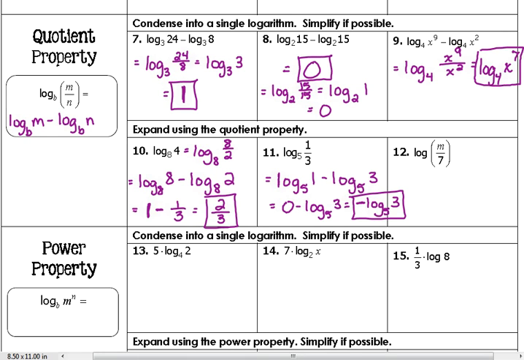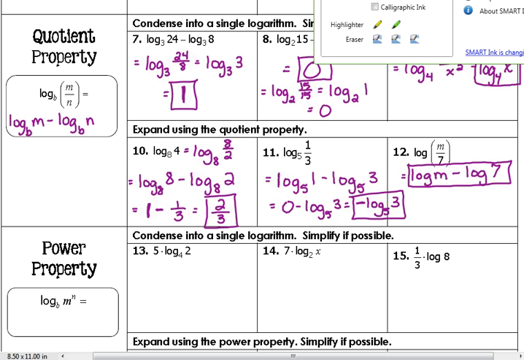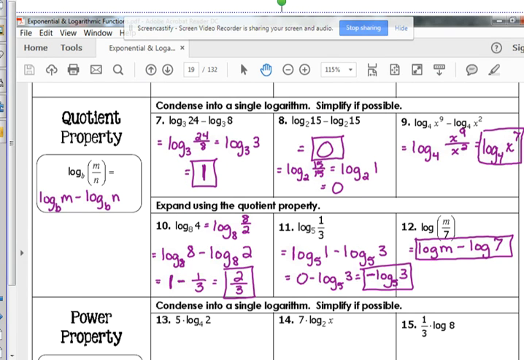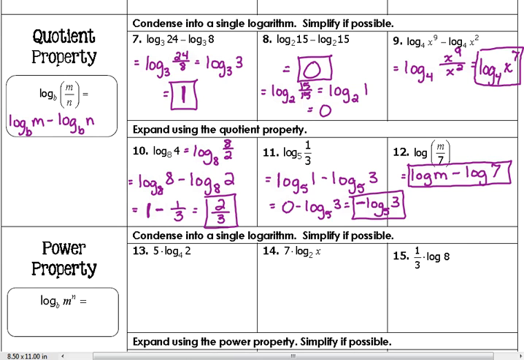Okay, one more here with our quotient property. Log of m divided by 7, so that's the log of m minus the log of 7. And there's not really any simplifying to do there, because the base is 10. 10 and 7 don't have an exponential relationship. We can't do anything with the m, so we just leave it as it is. Okay. Questions about our quotient property there?